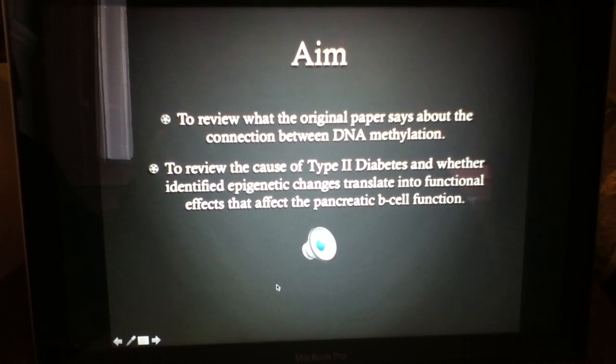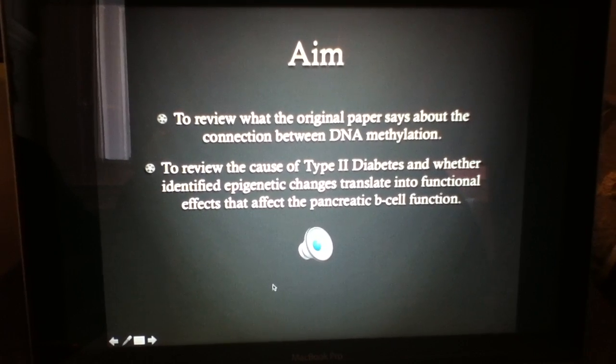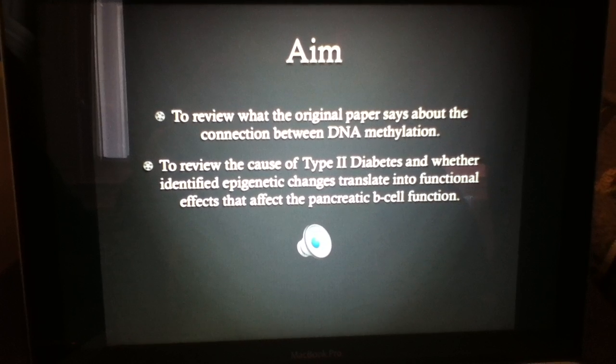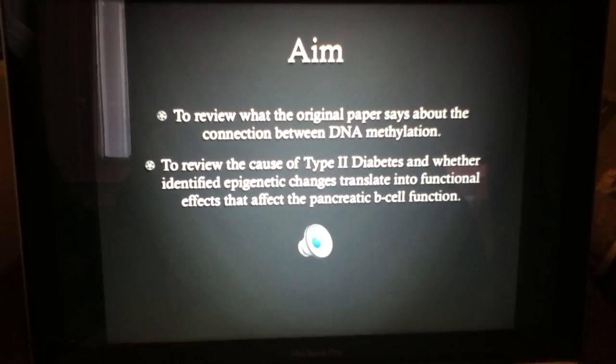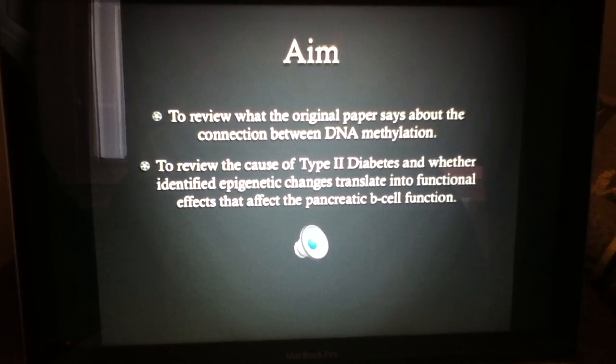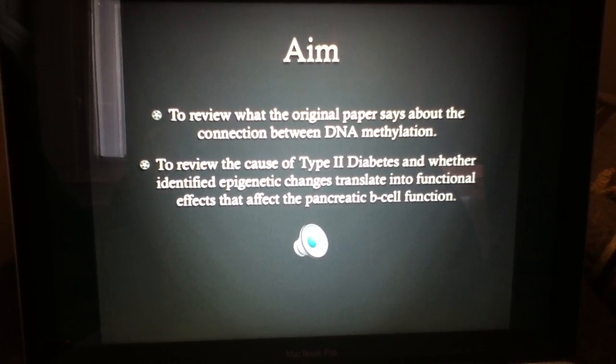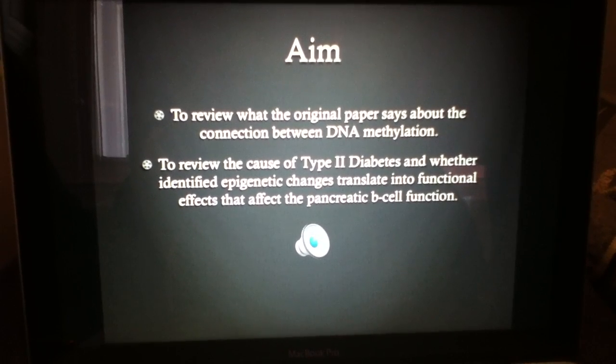The aim of this presentation is to review what the original paper says about the connection between DNA methylation and the cause of type 2 diabetes, and whether identified epigenetic changes translate into functional effects that affect the pancreatic beta cell function.